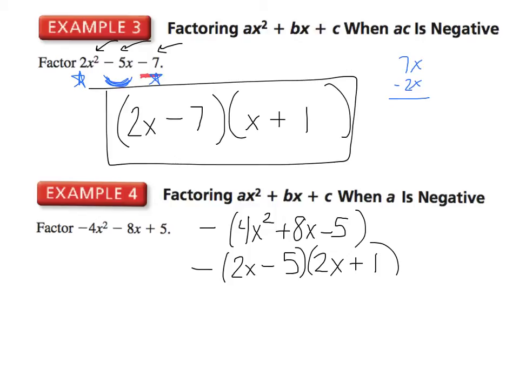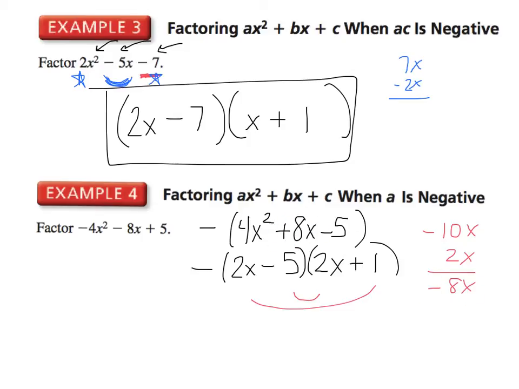Now the negative up front we're going to ignore, so we don't even worry about that. Inside terms multiplied together gives me negative 10x. Outside terms multiplied together gives me 2x. That gives me a negative 8x. Wrong, doesn't work. We want a positive 8x right here. I have a negative 8x.